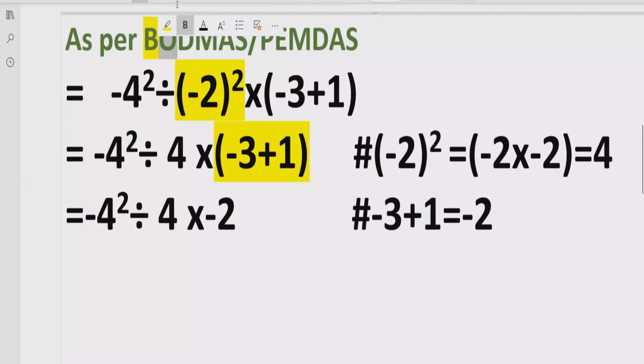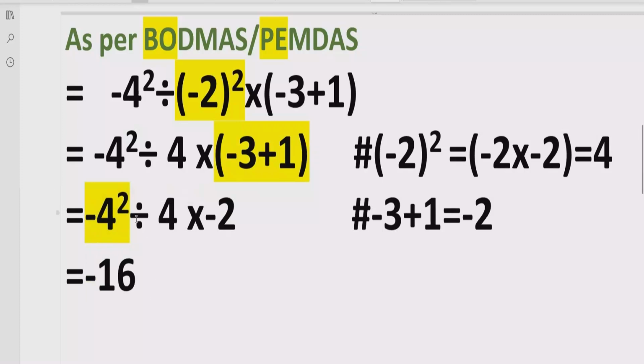Now step 2 is you have to solve the order of expression and exponent part. So here we have this part which is with the exponent part. So we will solve this one and get the answer: 4 raised to power 2 means 4 multiplied by 4, which is equal to 16.